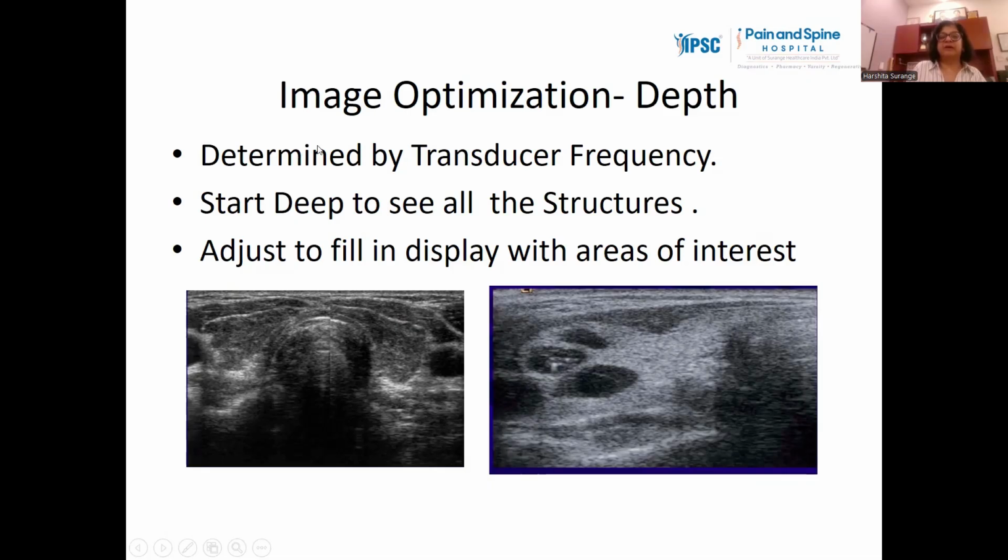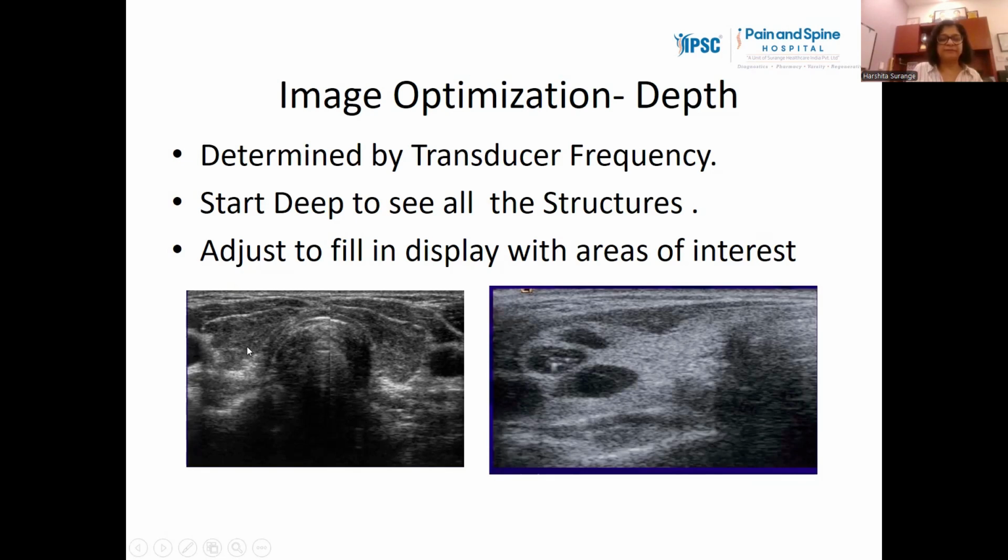So the depth button is to increase or reduce the depth. When we say we increase the depth, it means that we see deeper structures first. Here you can see this is a scan of the thyroid glands. That's the trachea, that's the right thyroid, that's the left thyroid, and here you can see the longus colli muscle also right here. So you're seeing a deep scan.